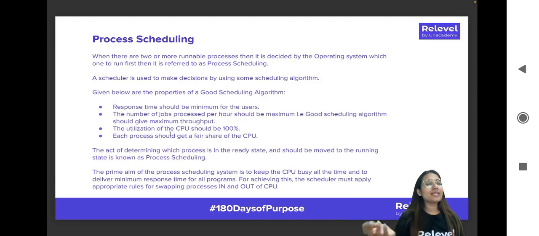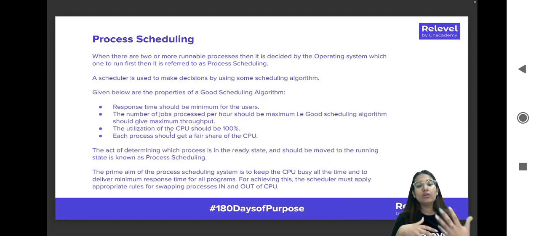So you have a lot of processes, and now the operating system has to decide which process to run first and which process to run later. You have to schedule the processes in a certain manner, and this concept is known as process scheduling. Operating systems have schedulers, and those schedulers are used to decide which programs to run first and which to run later based on a scheduling algorithm. We usually pick a scheduling algorithm, and based on that we decide which processes need to be executed.